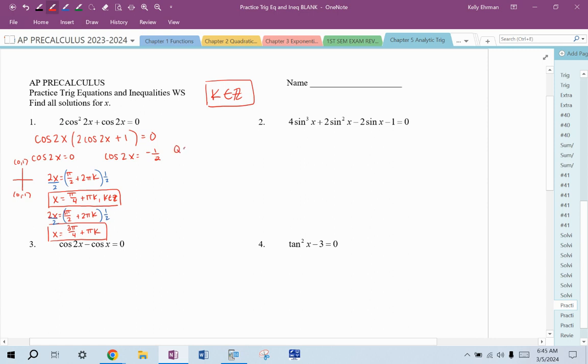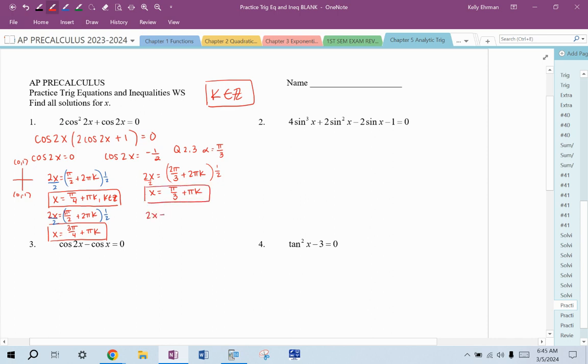Okay, and then the second part of the answer, cosine is equal to negative 1/2. It's negative in quadrants 2 and 3. The reference angle you should be using is pi over 3. And we get 2x equals, in quadrant 2, that's 2 pi over 3 plus 2 pi k, which gives us all the coterminal angles to 2 pi over 3. So x would equal divide by 2, or multiply by 1/2. 2 pi over 3 times 1/2 is going to be pi over 3 plus pi k.